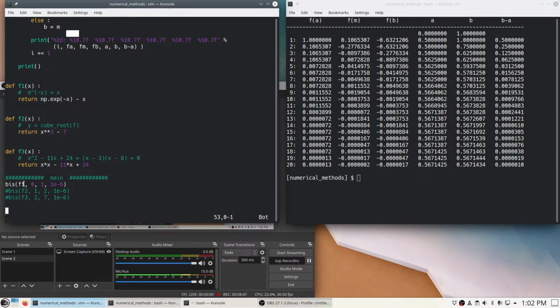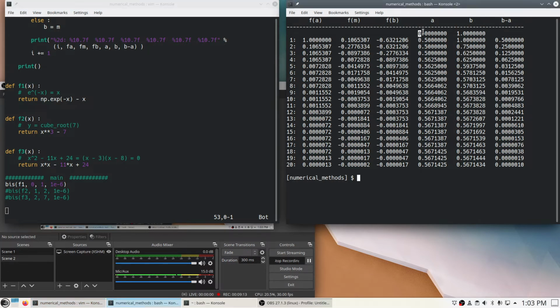So I'm passing in the function name. Python lets me do that so that way I can write my bisection algorithm in a generic fashion. I just call it f as the function. 0 and 1 are my initial interval values, my A and B, and then this is my tolerance, 10 to the negative 6th power, or 1 times 10 to the negative 6th power is the way this is written.